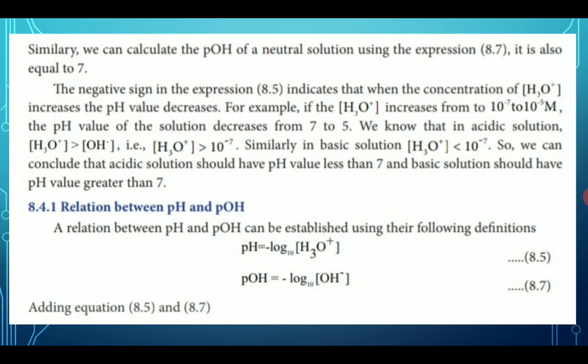The pH value decreases. We know that in acidic solution, hydronium ion concentration is greater than hydroxyl ion concentration. That is, H3O plus is greater than 10 power minus 7. Similarly, in basic solution, H3O plus is less than 10 power minus 7. So, we can conclude that acidic solution should have pH value less than 7 and the basic solution should have pH value greater than 7.